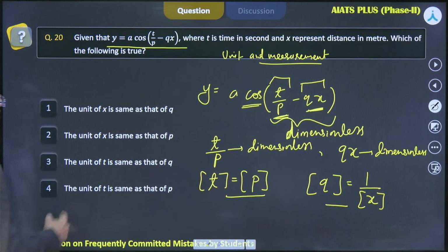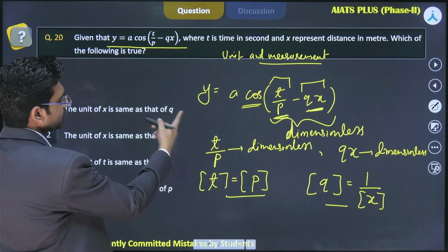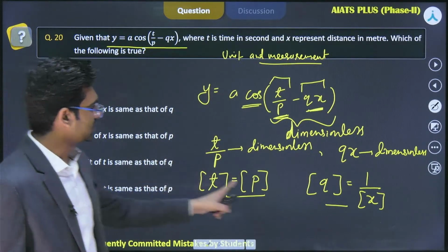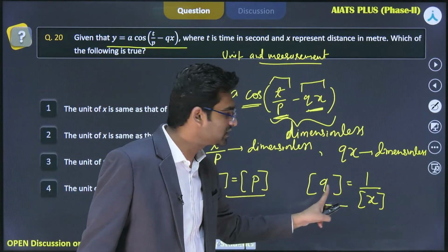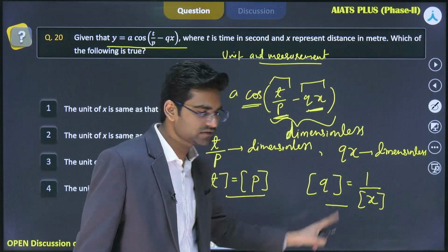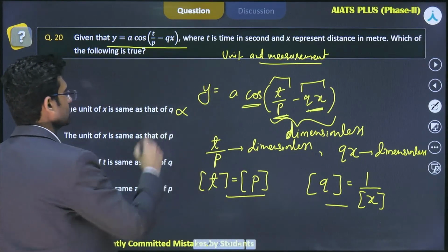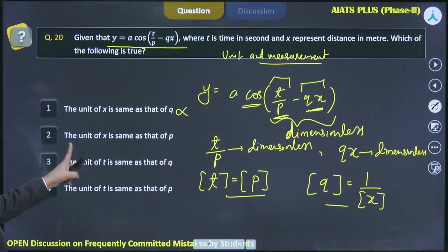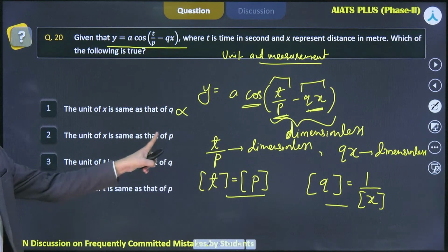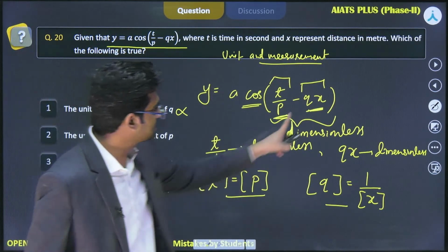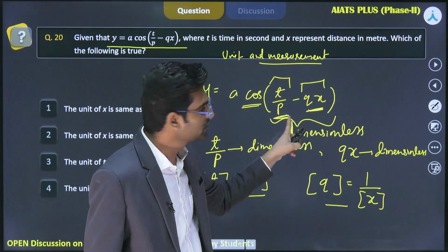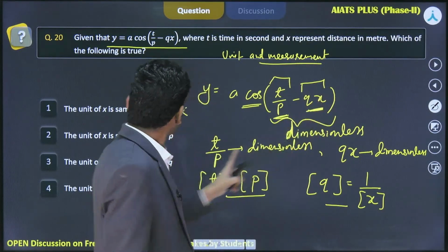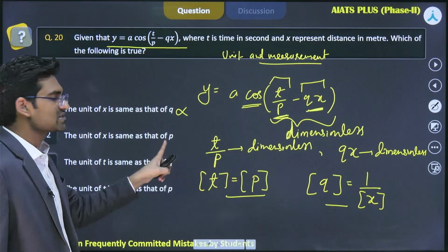Let's see. The unit of x is same as that of q. No, the unit of x has to be the inverse of q, right? So option 1 is wrong. The unit of x is same as that of p. Okay, so x is here, p is here. Is it possible that the dimension of x could be same as that of p?